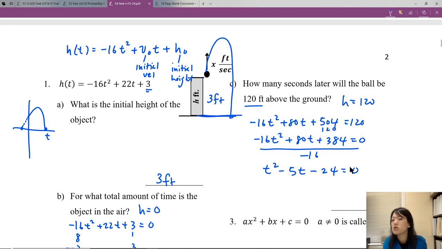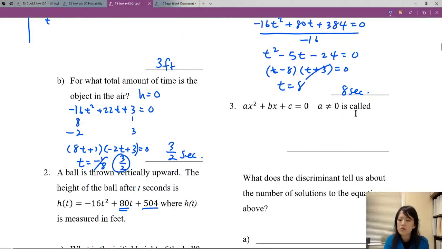I need 2 factors of 24 that subtract to be 5. What are they? 8 and 3. So negative 8, positive 3. That one's going to be out, so it'll be 8. And then it says how many seconds later will it hit the ground? 8 seconds later.